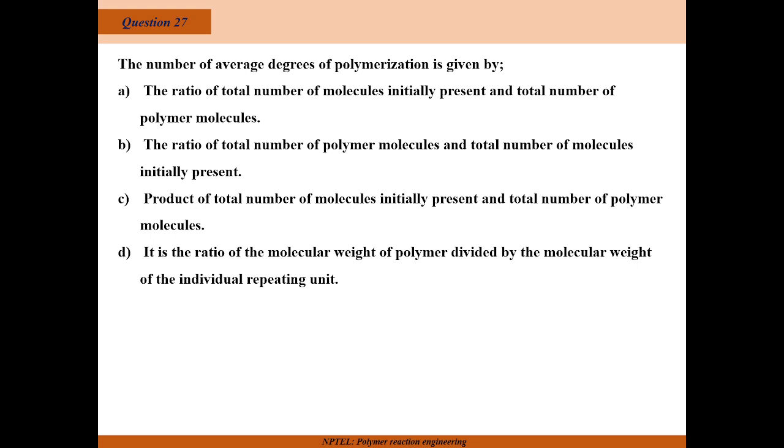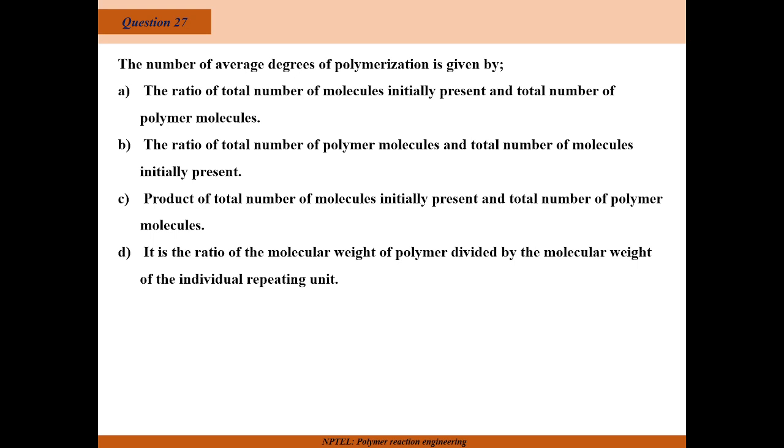Just go through which ones you think are better suited definitions. Maybe D, the ratio of the molecular weight of the polymer divided by the molecular weight of the individual repeating unit. Yes, that is correct, and option A is also a correct option: the ratio of the total number of molecules initially present, with respect to the monomers, divided by the total number of polymer molecules.